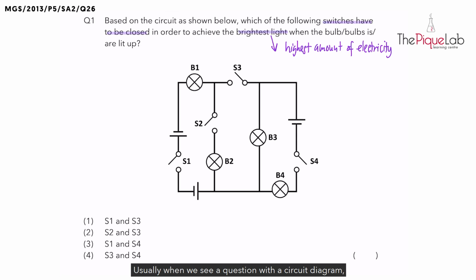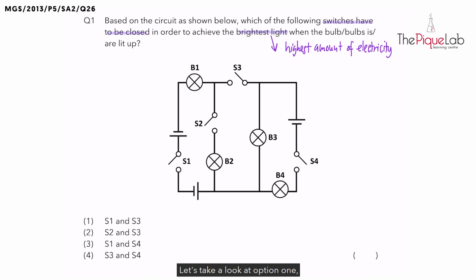Usually when we see a question with a circuit diagram, the advice we give to students is to highlight all the possible pathways that electricity can flow through. For this question, if we were to do that, the diagram would be very messy. In fact, we will be approaching the question one option at a time, and I will recommend that you use a pencil to trace the pathways so that you can erase it after every option.